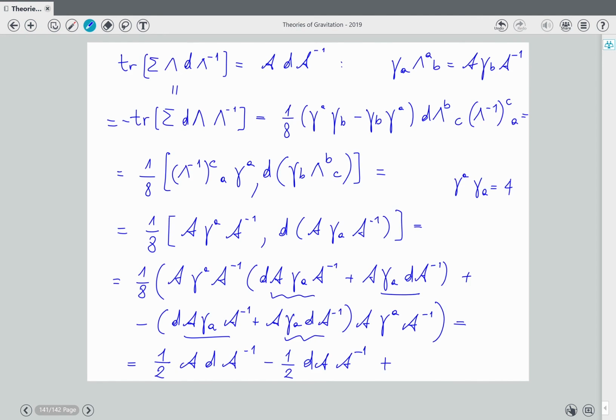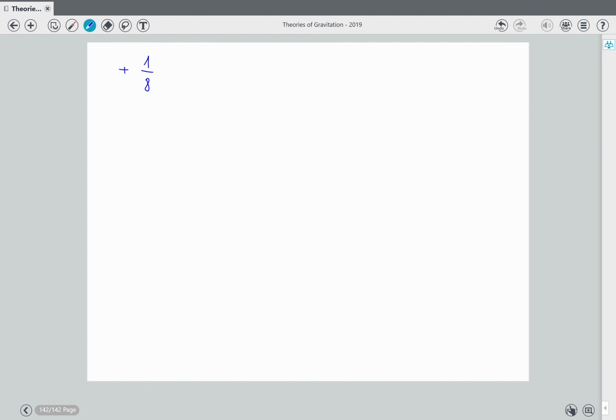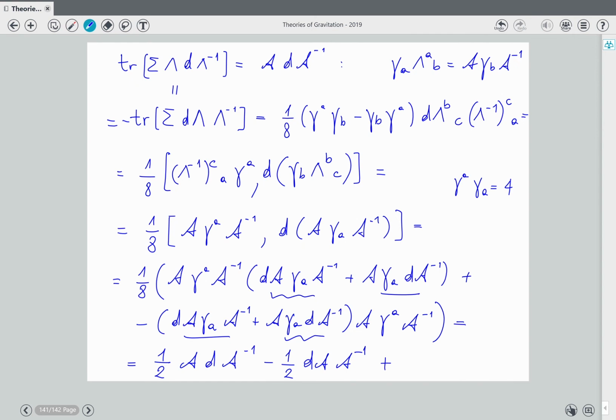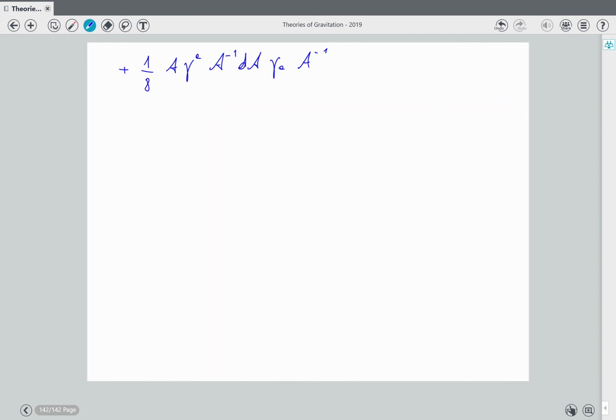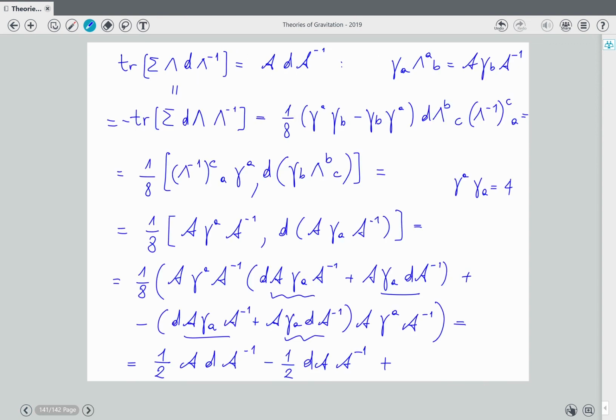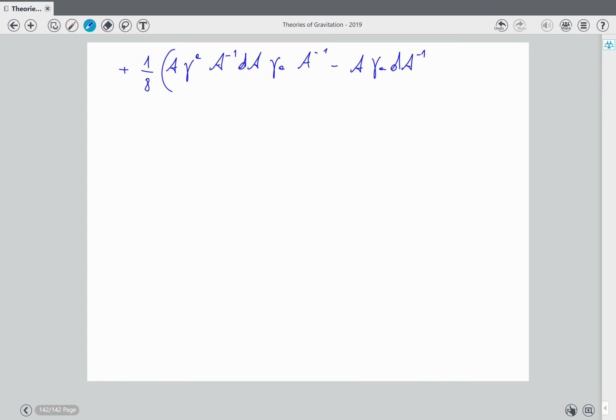So 1 divided by 8, curly A, gamma A, curly A to the minus 1, D curly A, gamma A, curly A to the minus 1, minus A gamma A, whatever it is, it doesn't really matter because there is an identity that kills them all. Just copy it, A.